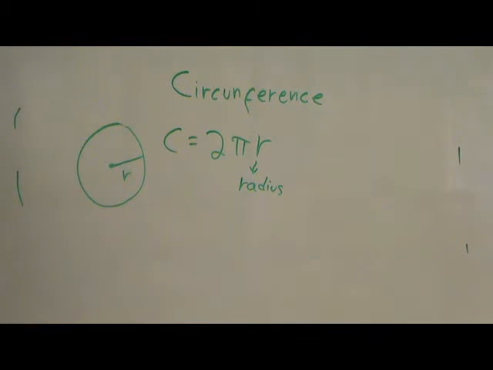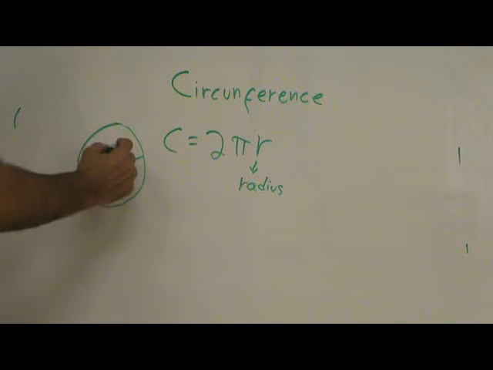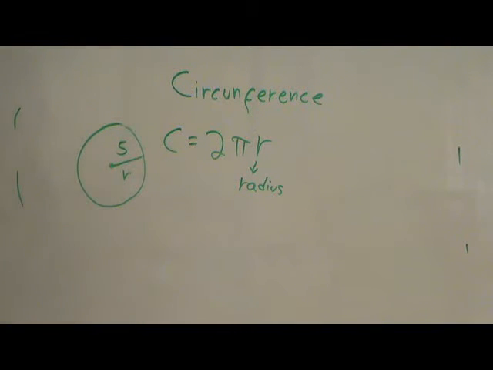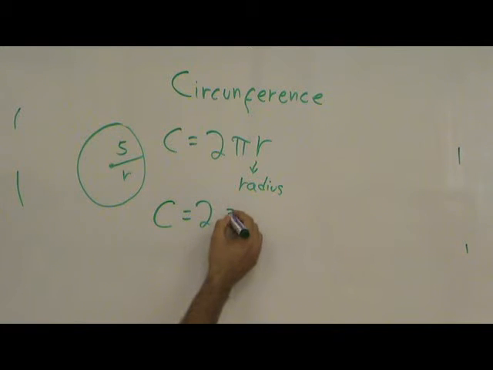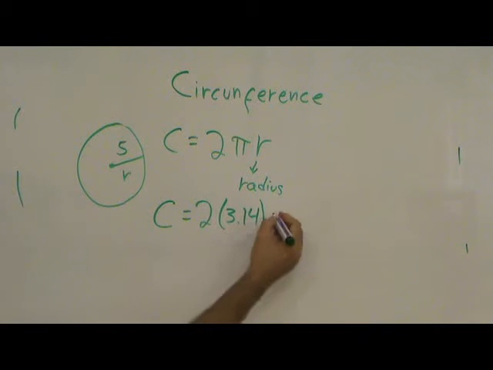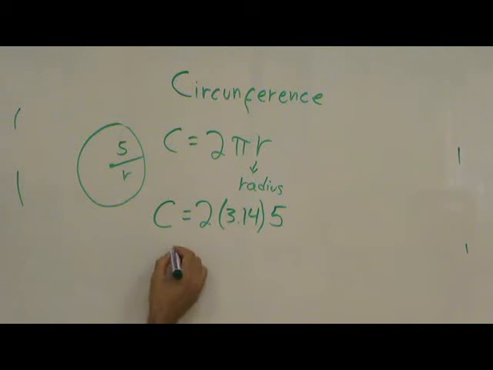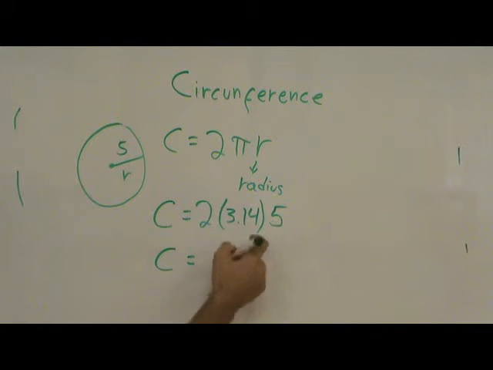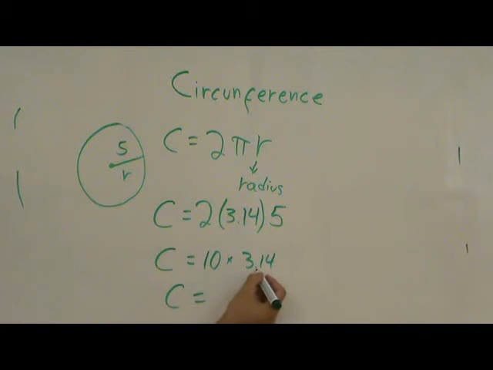R is the radius. Let's suppose that the radius is equal to 5. Okay? So, according to this exercise, we have C is equal to 2 times pi, but pi is 3.14, times R. R is 5. Then we multiply. C equals 2 times 5 is 10, times 3.14. When you multiply by 10, you move the point just one space. So the answer would be 31.4.